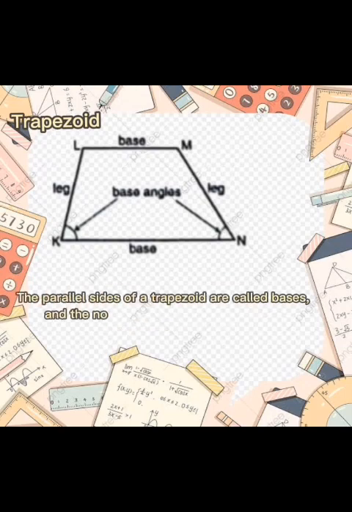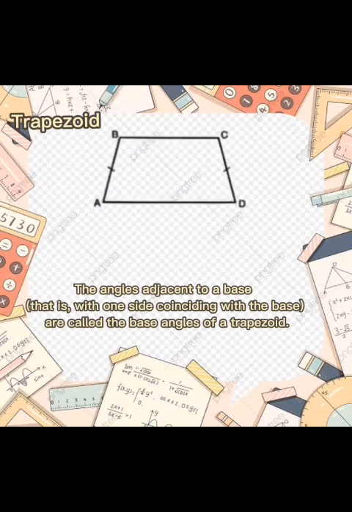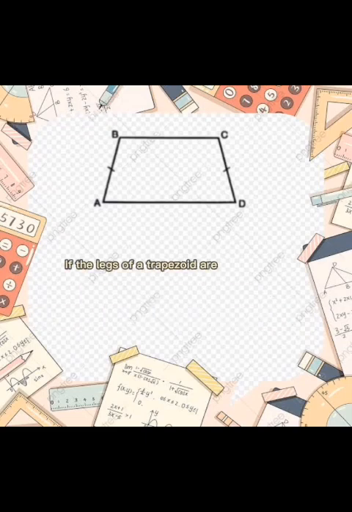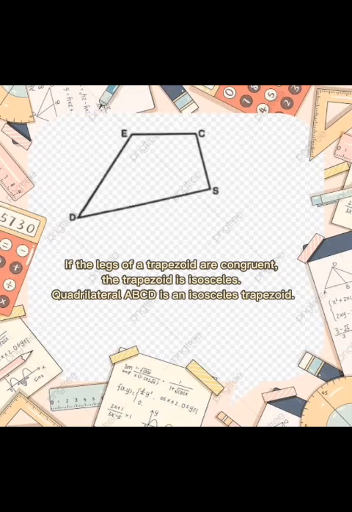The parallel sides of a trapezoid are called bases, and the non-parallel sides are called legs. The angles adjacent to a base, that is, with one side coinciding with the base, are called the base angles of a trapezoid. If the legs of a trapezoid are congruent, the trapezoid is isosceles. Quadrilateral ABCD is an isosceles trapezoid.